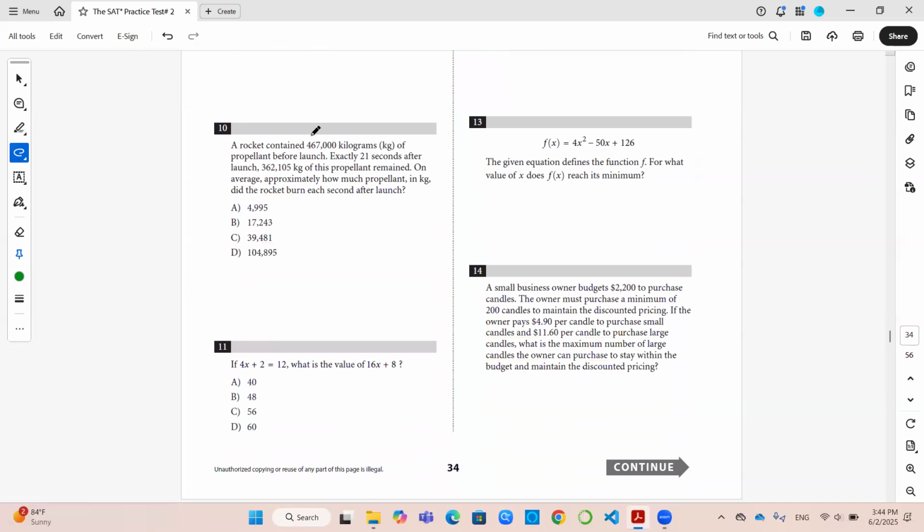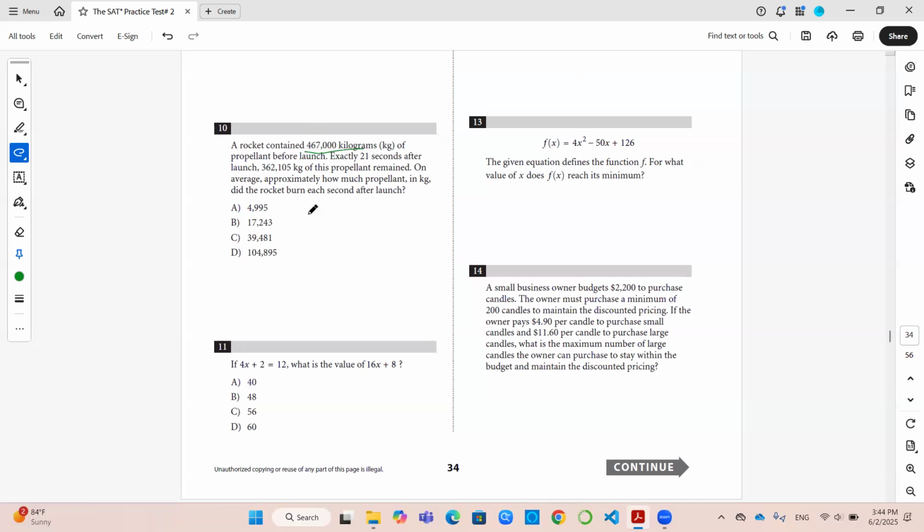A rocket contained 467,000 kilograms of propellant before launch. Exactly 21 seconds after launch, 362,105 kilograms of this propellant were left. On average, approximately how much propellant in kilograms did the rocket burn each second after launch?